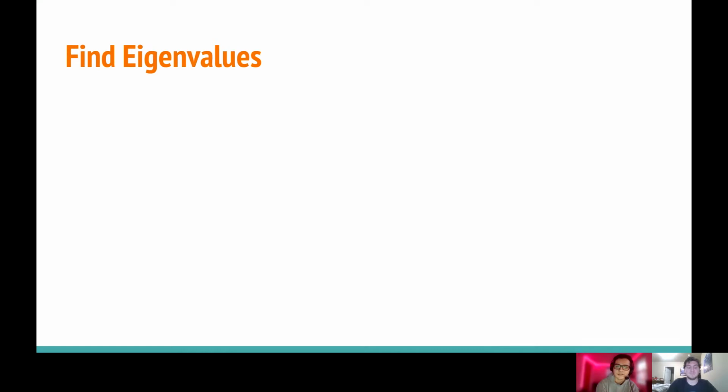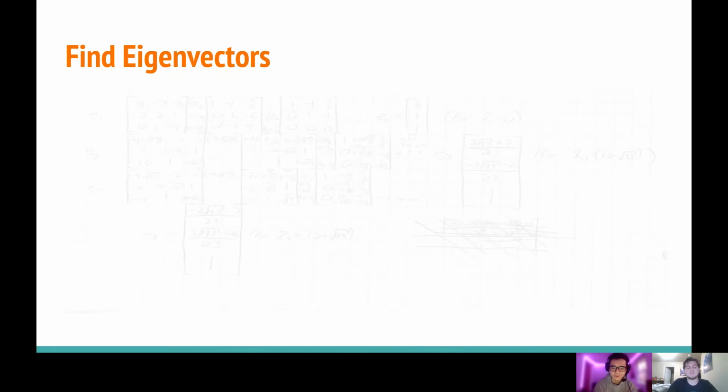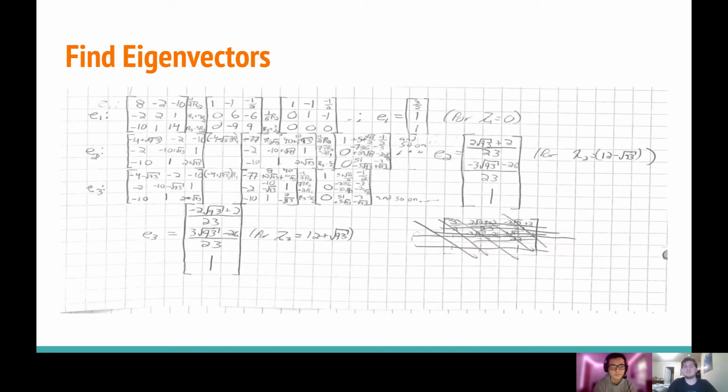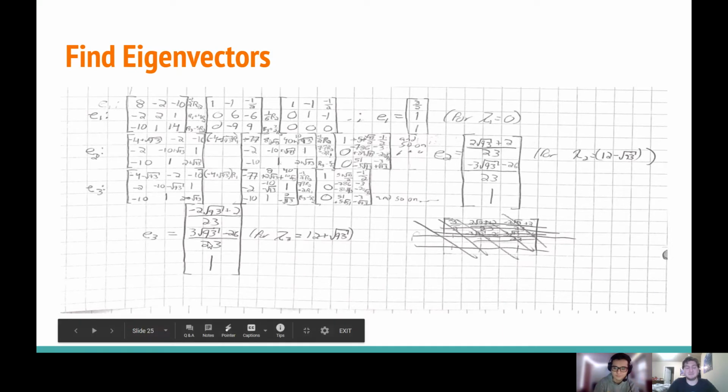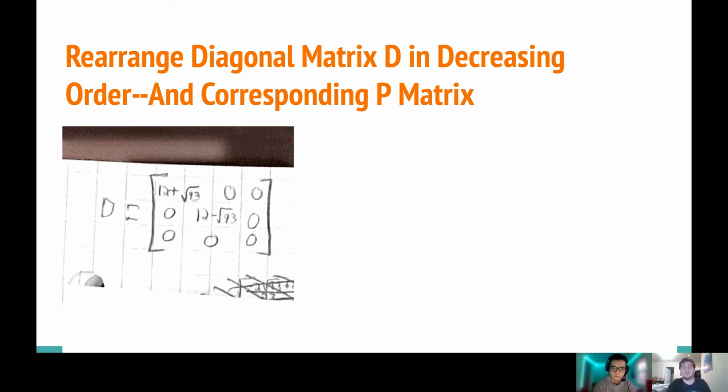Now we have to find our eigenvectors and eigenvalues. Here's our work on how we found the eigenvalues to be 0, 12 minus root 93, and 12 plus root 93. And here's the work we did to find our eigenvectors. As you can see, here's the first one right here, here's the second one, and here's the third one. All right, now let's rearrange these so that our diagonal matrix is in decreasing order. It would look like this with 12 plus root 93 on the top, followed by 12 minus root 93, followed by 0.